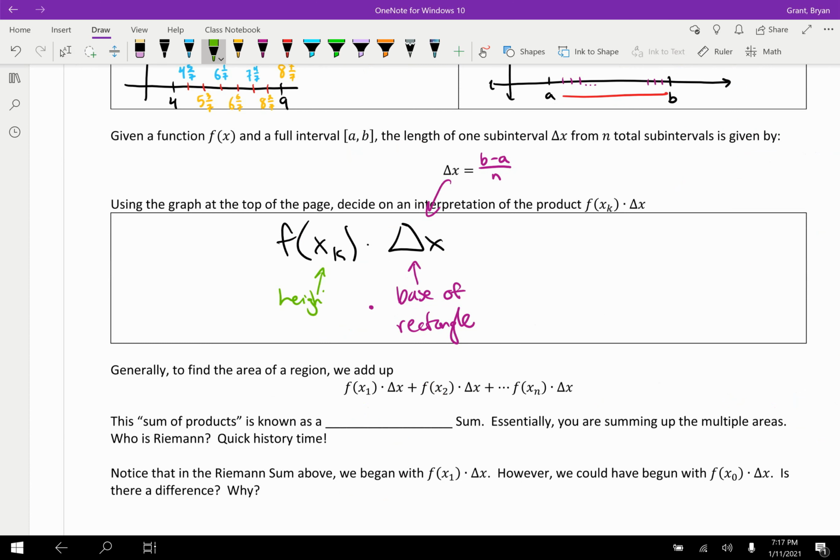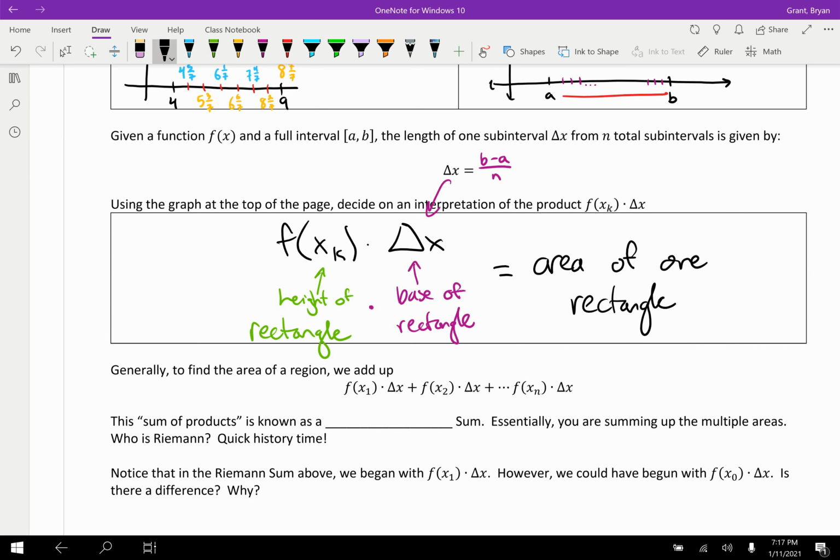And so knowing all of that then, if we can say that f of x sub k is the height of a rectangle, pretend that's spelled correctly, now it's going to bug me. Rectangle, crushed it. And we're multiplying just a base times a height, then I believe this will give us the area of one rectangle.